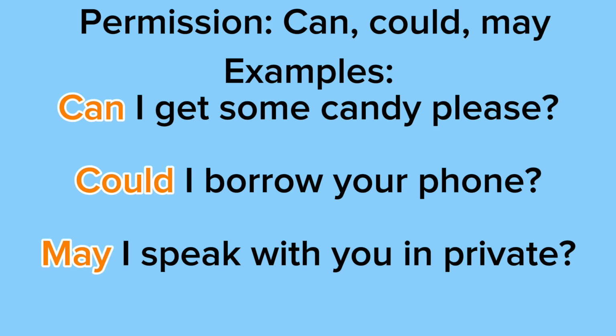Example 2 says, could I borrow your phone? I'm asking permission to borrow your phone. The modal verb is could, and the main verb is borrow. Example 3 says, may I speak with you in private? I'm asking permission to speak with you in private. The modal verb is may, and the main verb is speak.